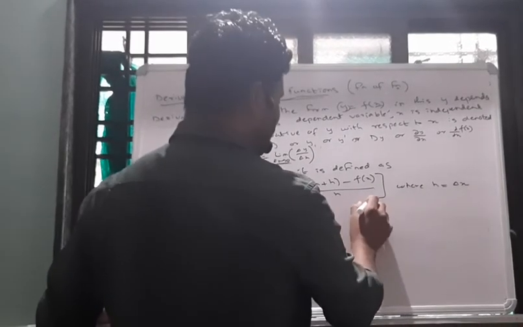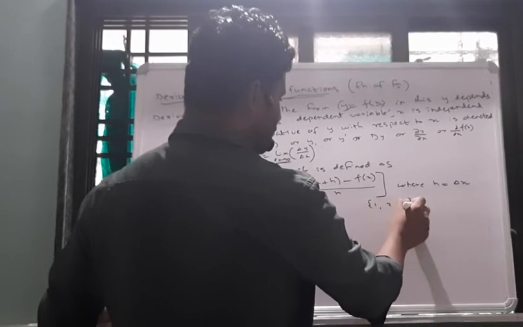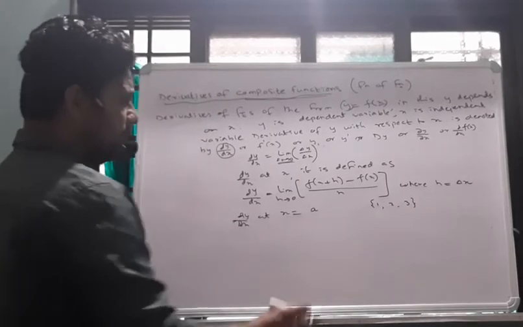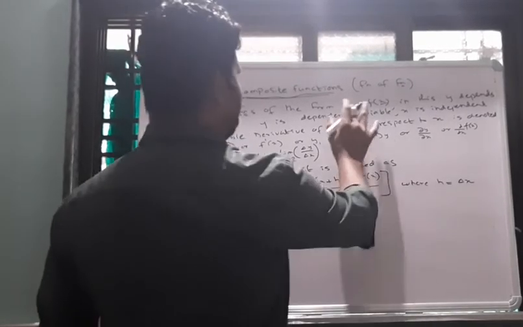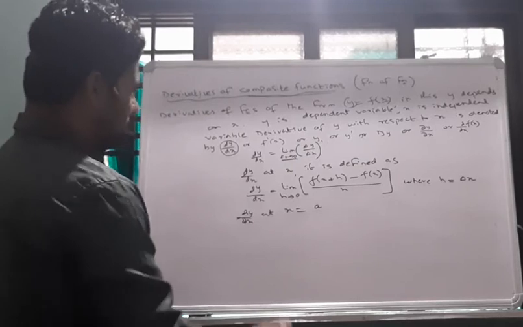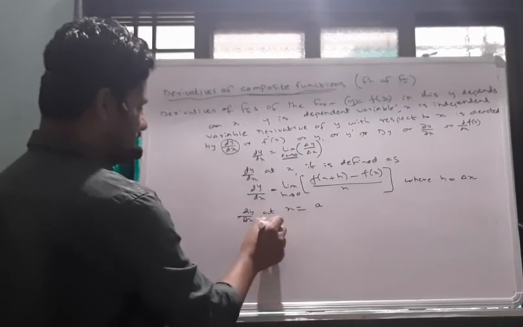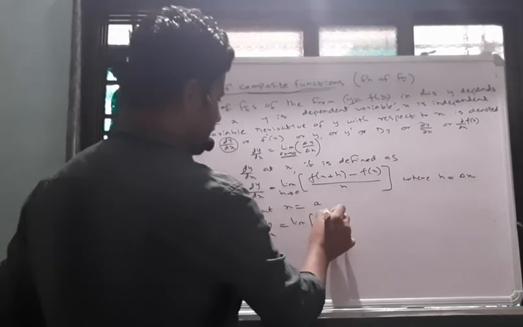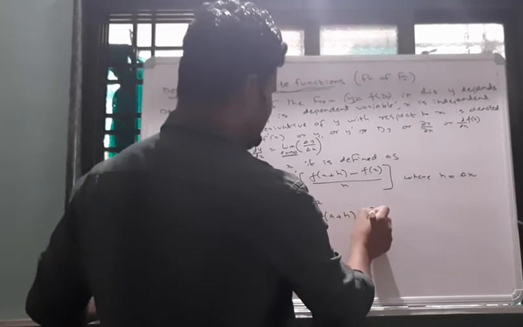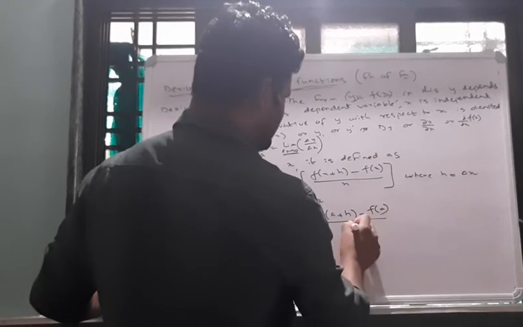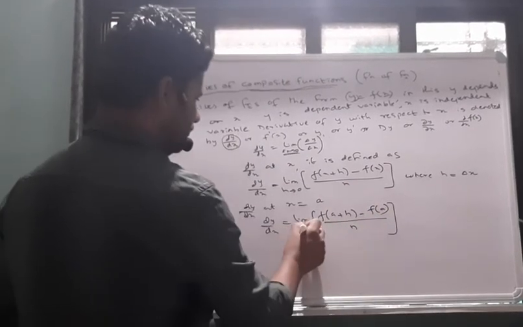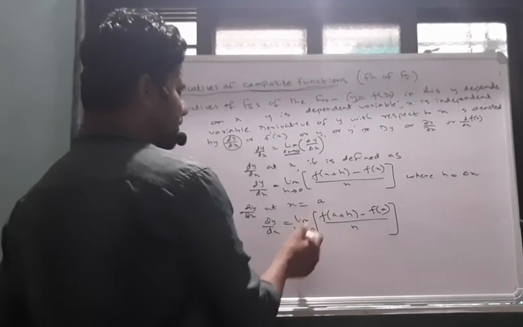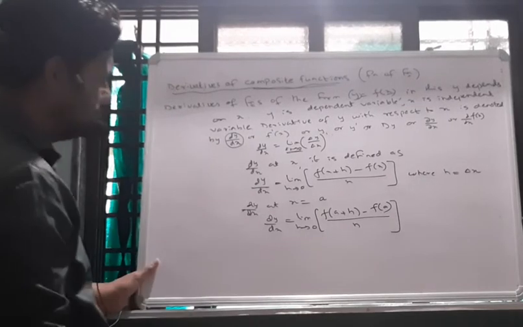A is any real number. Suppose the domain is only 1, 2, 3; then a may be 2, a may be 3, or a may be 1. So a is a point in the domain of the definition of the function y equal to f of x. So dy by dx at x equal to a is defined as the limit of f of a plus h minus f of a, divided by h, where h tends to 0. This is the definition of the derivative of the function at x equal to a.